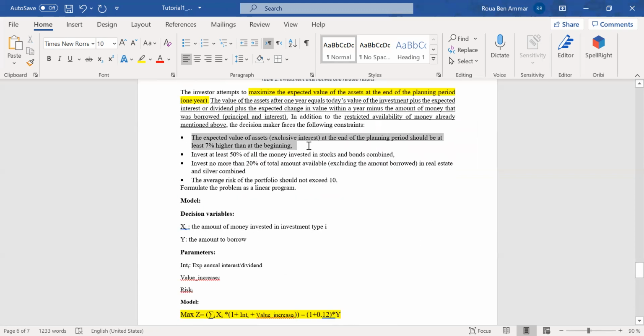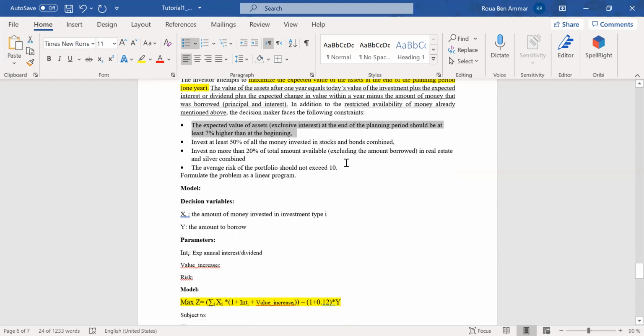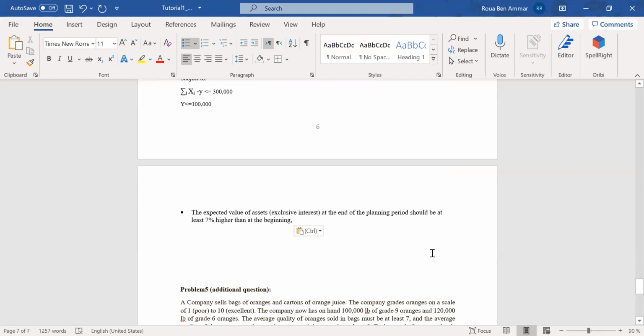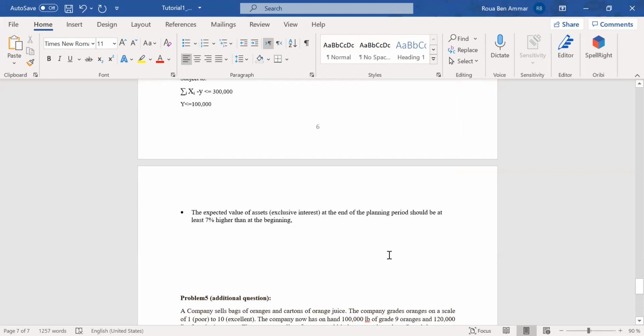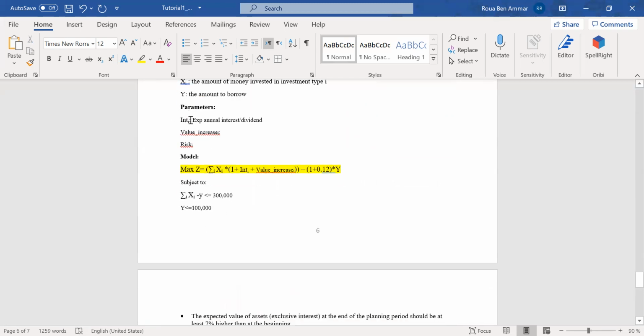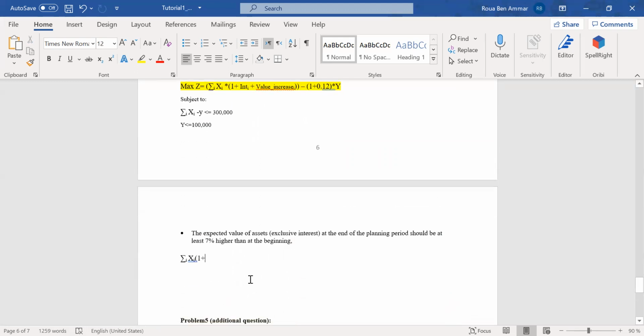The expected value of asset. I'm just going to write it down. This constraint means that the sum of xi's multiplied by 1 plus the interest plus the value increase.